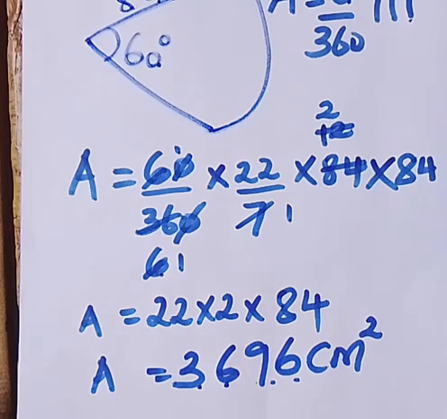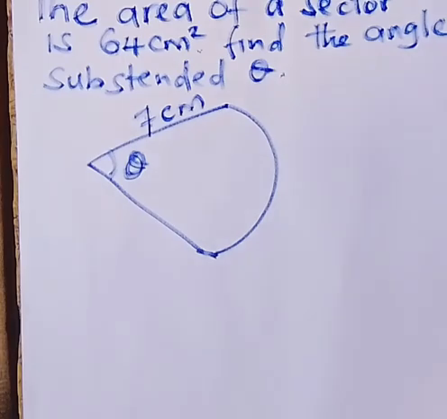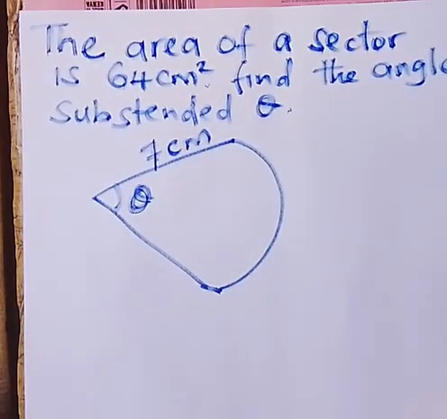Now, as we move on, we want to attempt the third example about the area of a sector. And now we are looking at this. Let's look at that question. What does the question say? The area of a sector is 64 centimeter squared. Find the angle subtended at the center, and the angle has been given as theta.